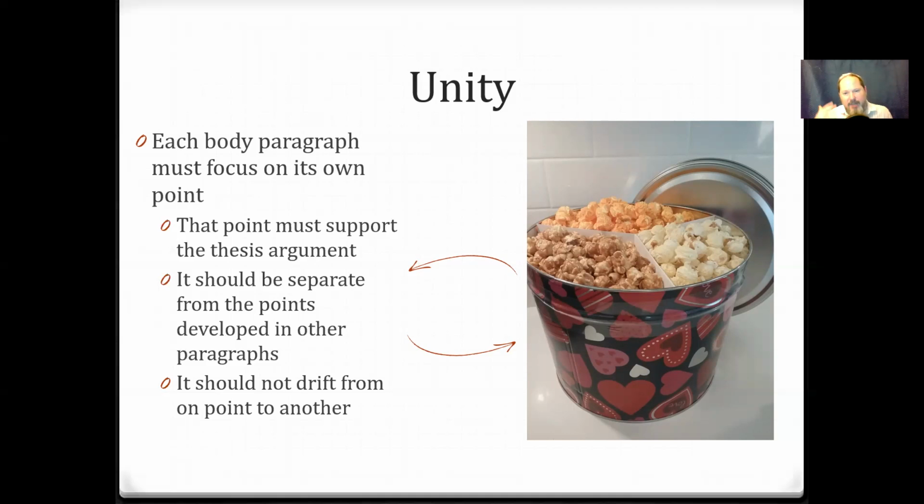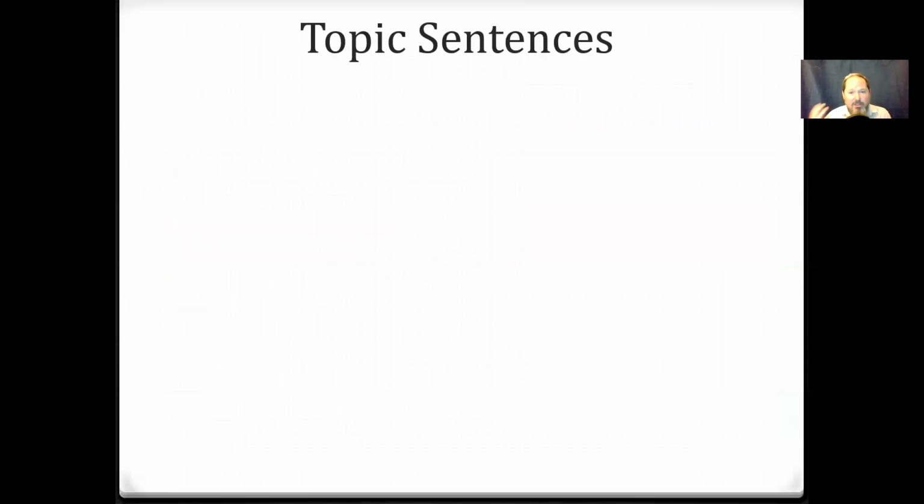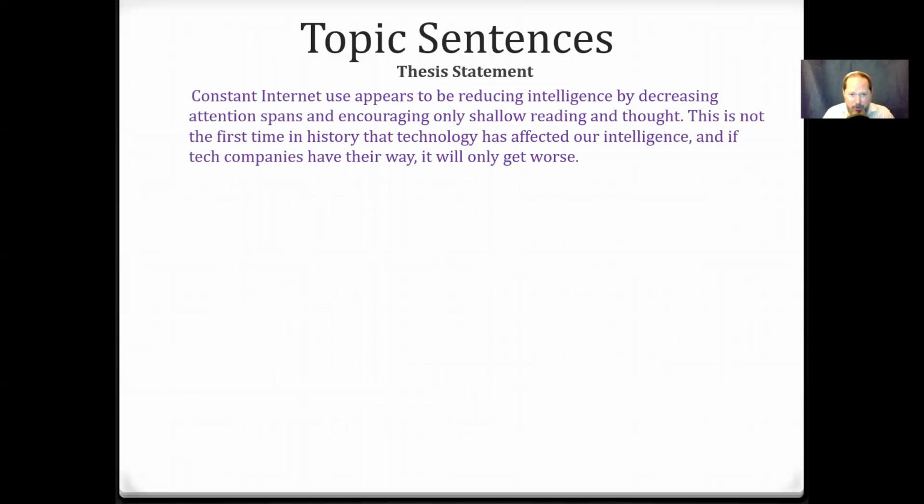So it's just a way to illustrate the idea of keeping your ideas separate in separate body paragraphs. Having strong topic sentences can really help you to stay focused on what you're talking about in each body paragraph. So here's your thesis statement. Constant internet use appears to be reducing intelligence by decreasing attention spans and encouraging only shallow reading and thought. This is not the first time in history that technology has affected our intelligence, and if tech companies have their way, it will only get worse.